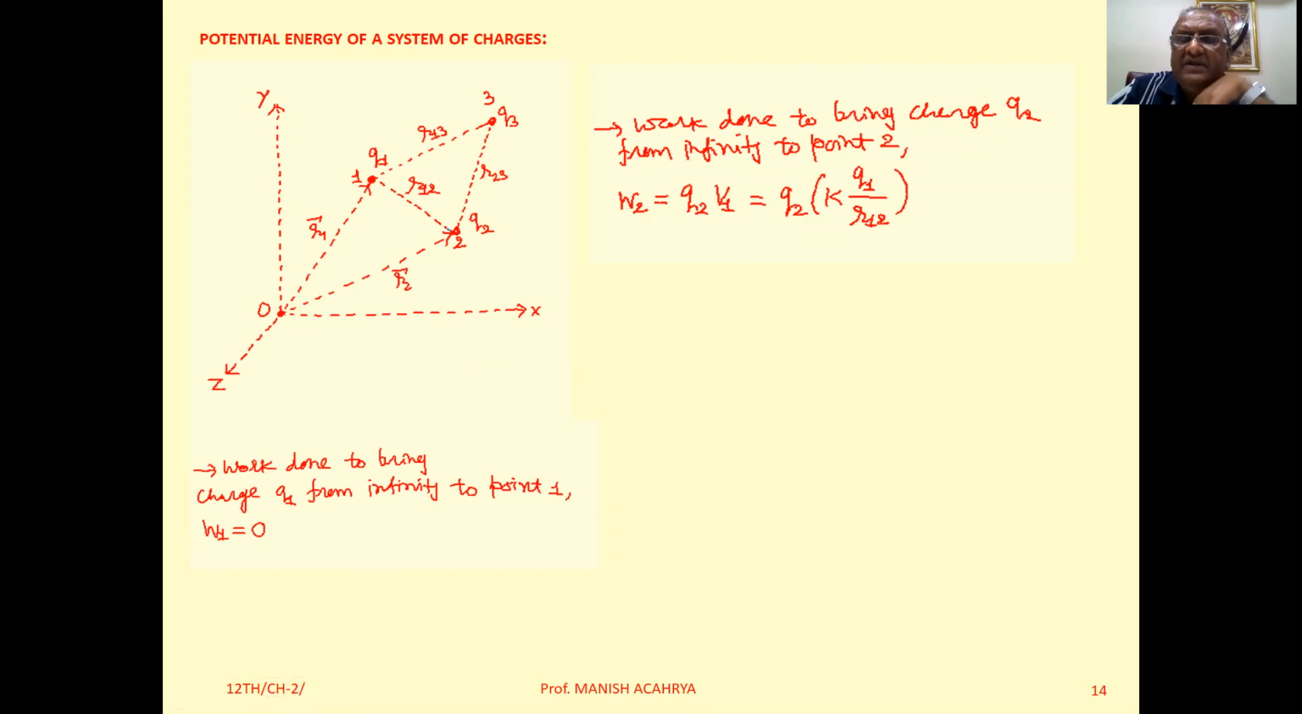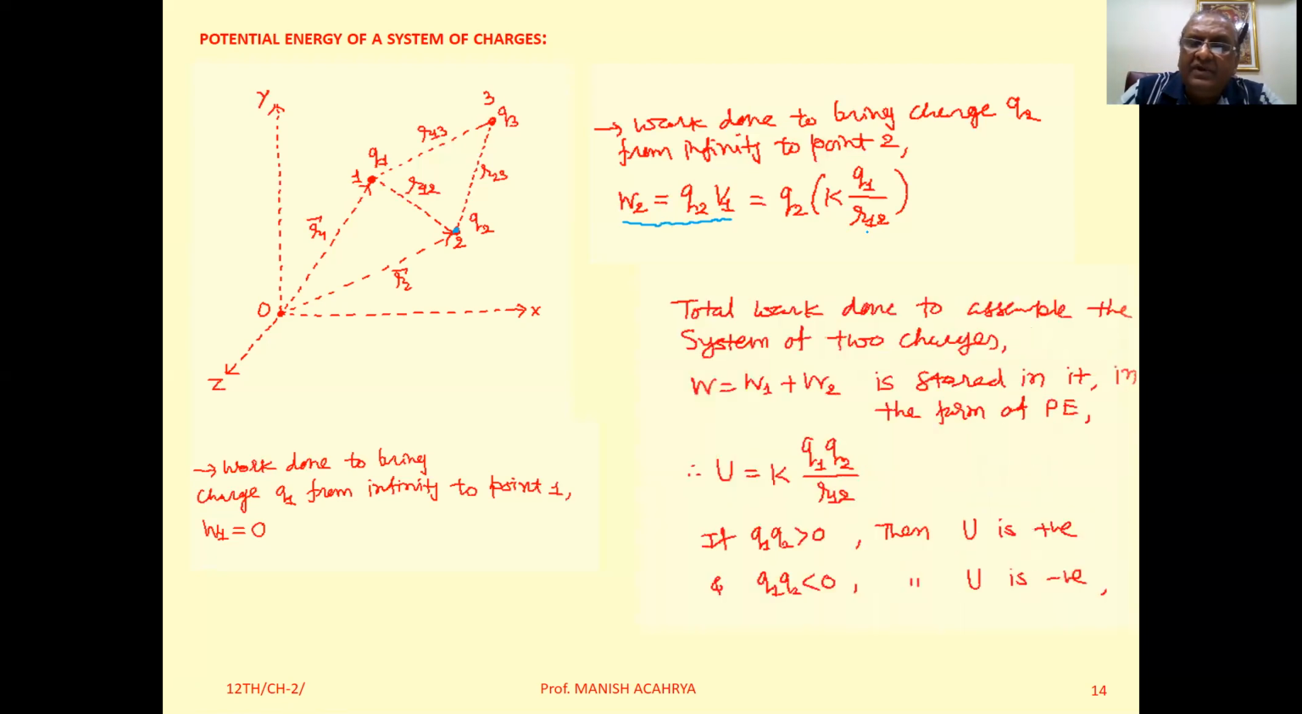So here the total work done is Q2 times the potential at point 2. So the potential of charge Q1 at point 2, suppose V1. So the total work done, W2, is equal to Q2 into V1, where V1, as per the equation KQ upon R, we can write KQ1 upon R12, where R12 is the distance between Q1 and Q2. Clear?